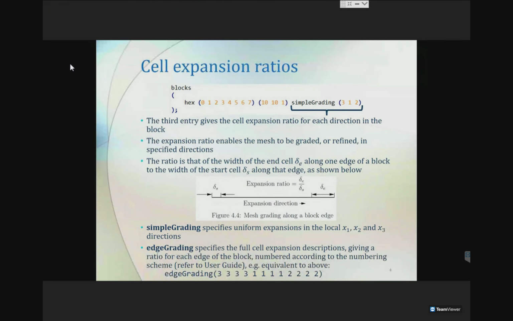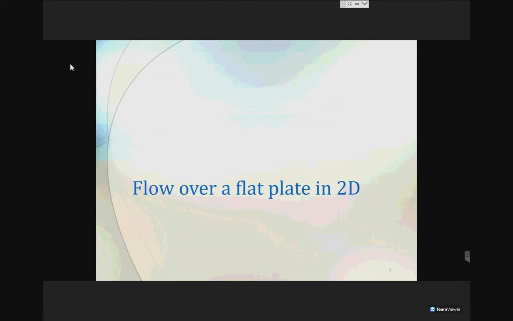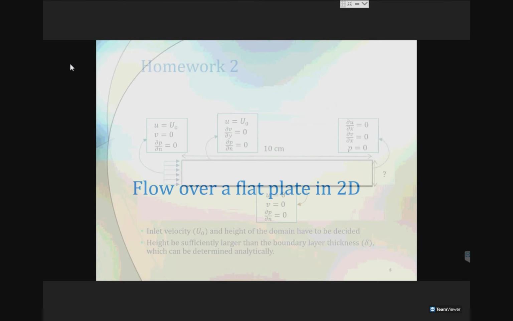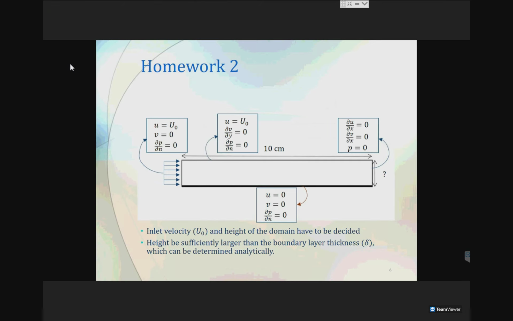Okay, so now we will discuss flow over a flat plate in 2D, which is our homework problem. Just have a look at the problem again. Remember the conditions outlined by the professor in the last class. This is our flat plate, and we have flow entering over our flat plate from the left hand side.